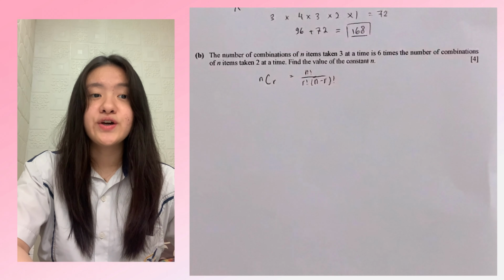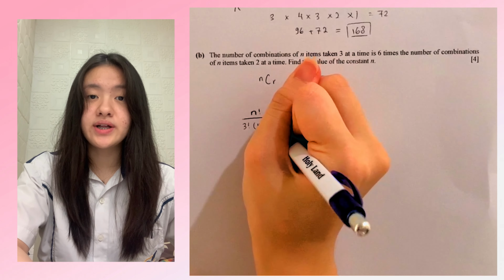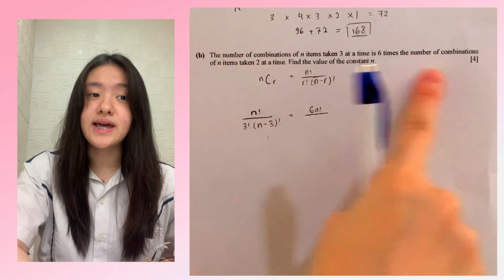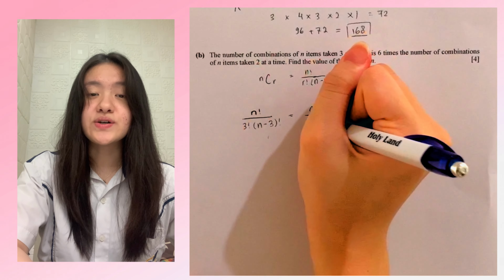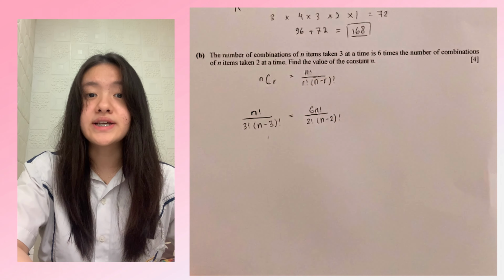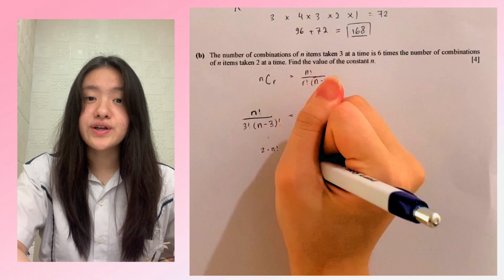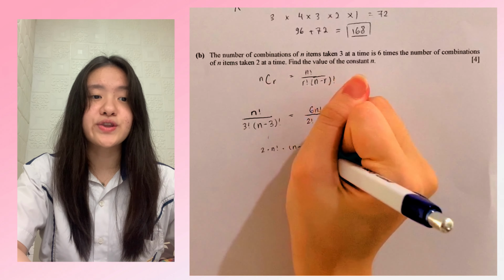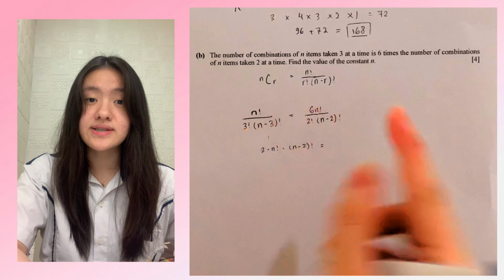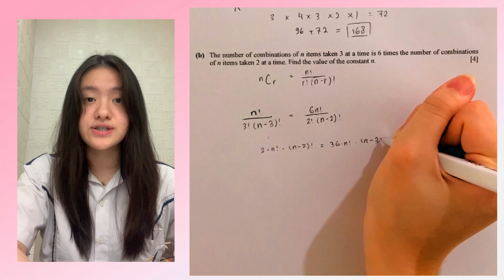On the left side, we have n items taken 3 at a time: n factorial over 3 factorial times (n minus 3) factorial. This equals 6 times n items taken 2 at a time. So 6n factorial divided by 2 factorial times (n minus 2) factorial. Next, I will be cross-multiplying the equation. 2 factorial is 2, so 2 times n factorial times (n minus 2) factorial equals 3 factorial times 6 is 36, so 36 times n factorial times (n minus 3) factorial.